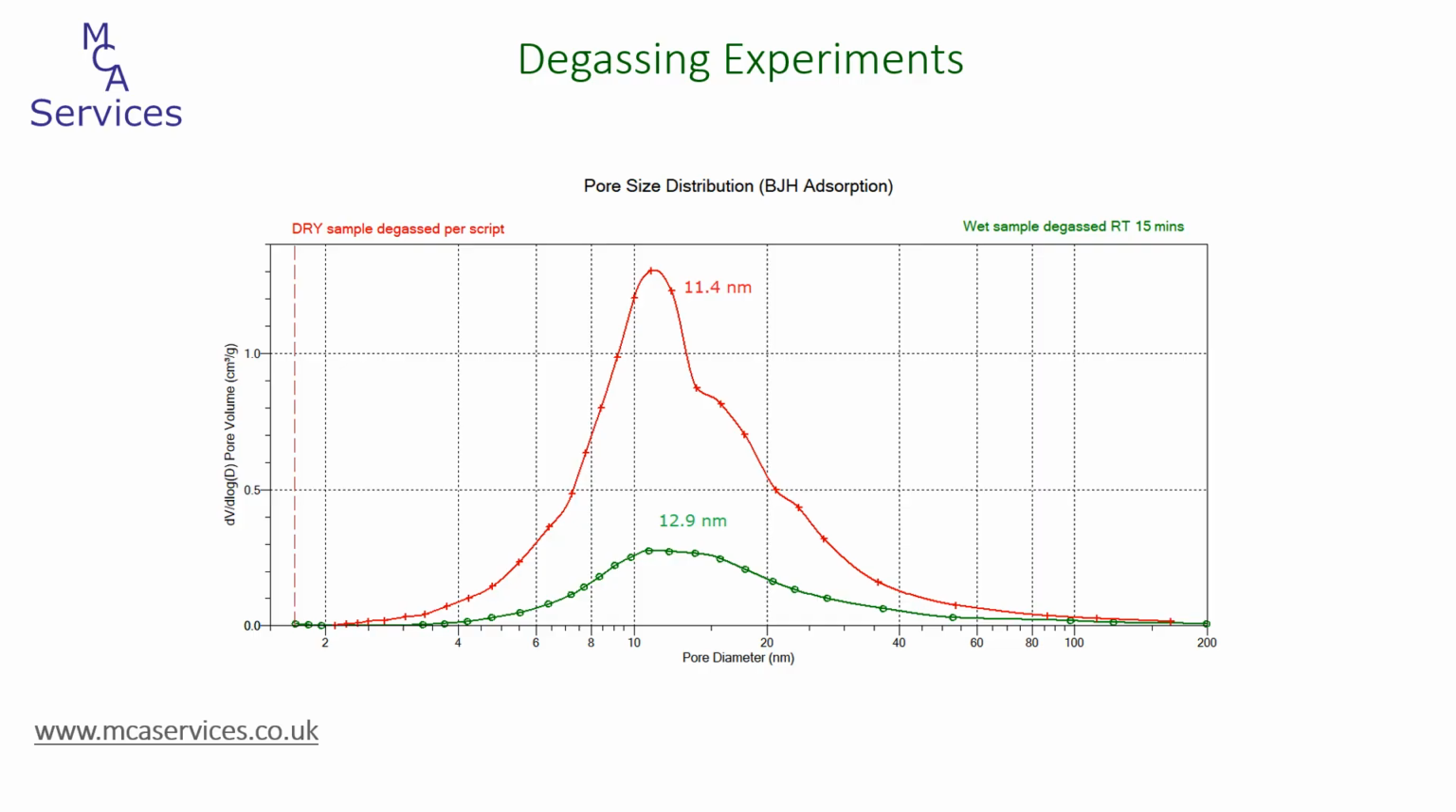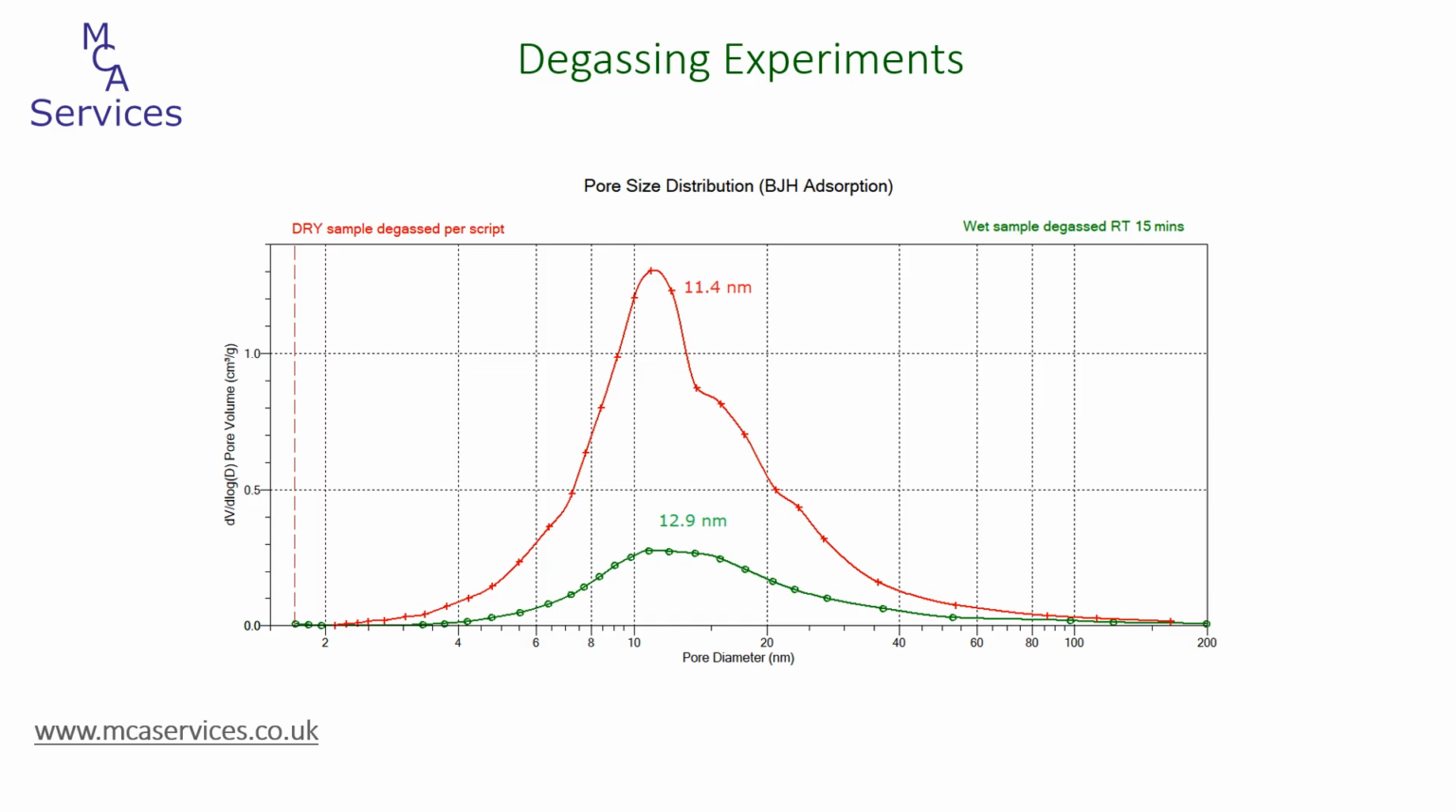The third specification for this material is that of average pore size. That's calculated via the BJH method using the adsorption isotherm. It's worth having a look at this. The fully degassed sample has an average pore size of 11.4 nanometers, whereas the minimally degassed is 12.9. In fact, we found that across the range of degassing conditions, average pore size was relatively insensitive to the success of degassing. It's not actually that surprising.